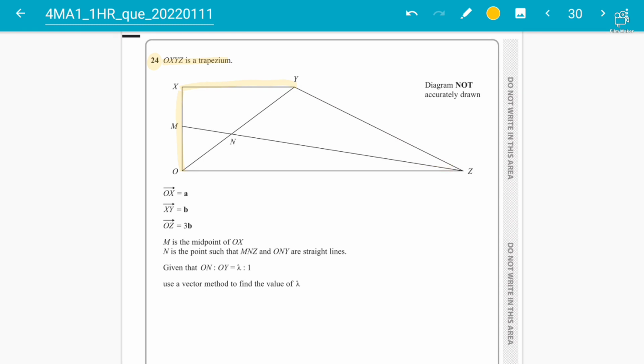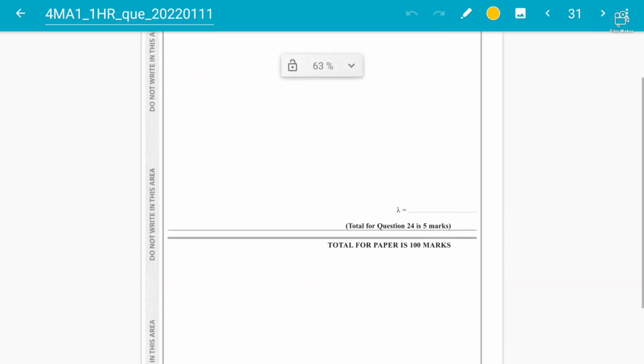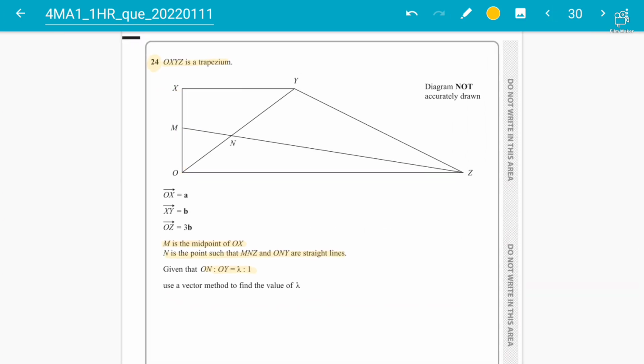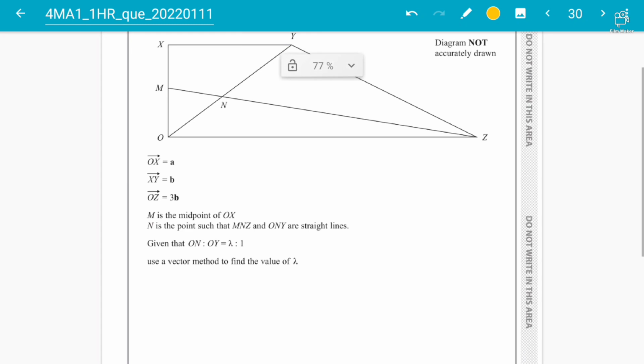Then they also mention, as I said, that the information to read is very important. M is the midpoint of OX, so we can separate them as well, and N is the point such that M and Z and O and N and Y are straight lines. Given that the ratio of ON to OY is lambda to 1, use a vector method to find the value of lambda. The question is for 5 marks, students. So let's get started. The question is in front of you.